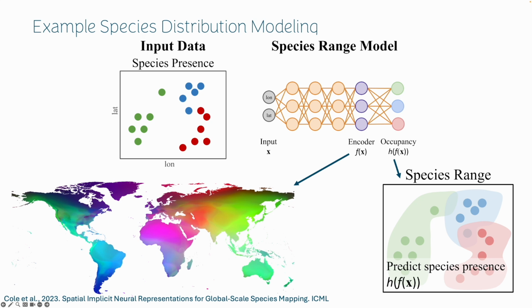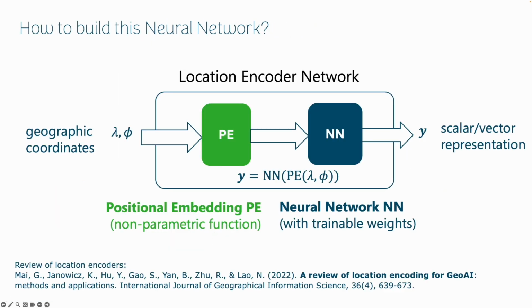So how can we implement this species range model, this neural network, or this location encoder network? At its core, it takes geographic coordinates as input and outputs a scalar or a vector corresponding to this geographic coordinate. From the lessons learned in part 1, I think it's clear that a positional embedding is helpful. There are no trainable weights here. You just spread out the coordinates, longitude and latitude, into a higher dimensional vector, preferably of multiple frequencies. Then you put that through a neural network to store and mingle that with the weights and the information that is learned from the training data.